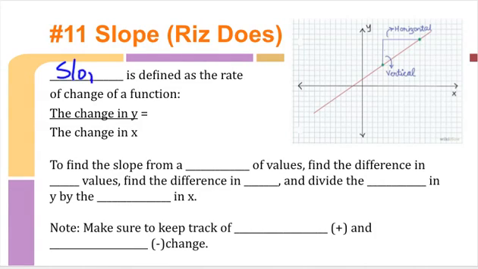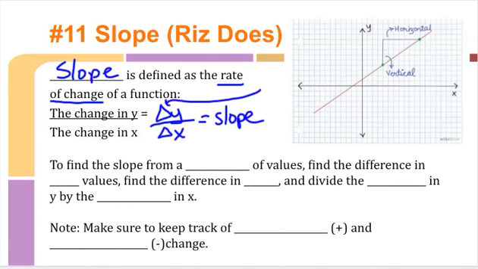Slope is defined as the rate of change of a function, which means that the change in y is divided by the change in x. If you want to write this a different way, you can say the change in y divided by the change in x is equal to the slope. Again, this little triangle is called delta, and it stands for change.